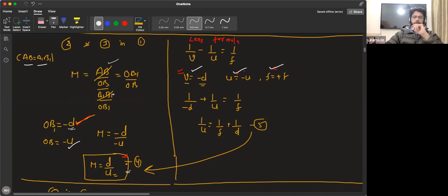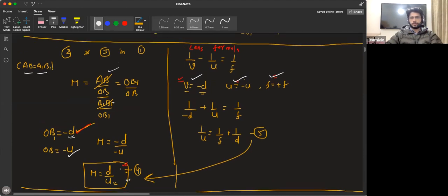Next, you have to solve this D by U. So let's use the lens formula. There is one issue with this formula. The issue is with this U. U is something variable. There should not be U. Instead of U, we will try to replace it by F. So we will be using the lens formula here.